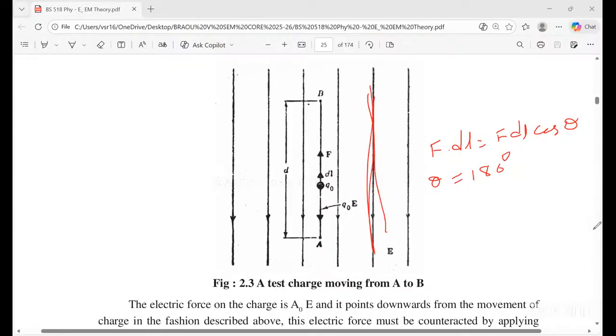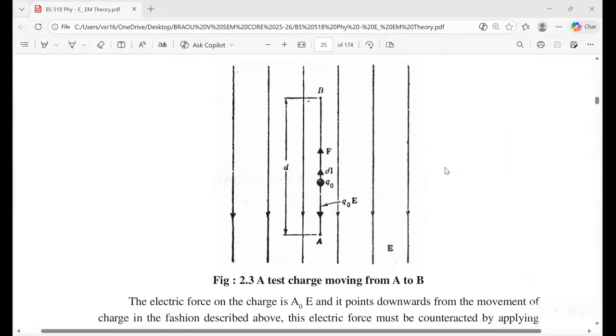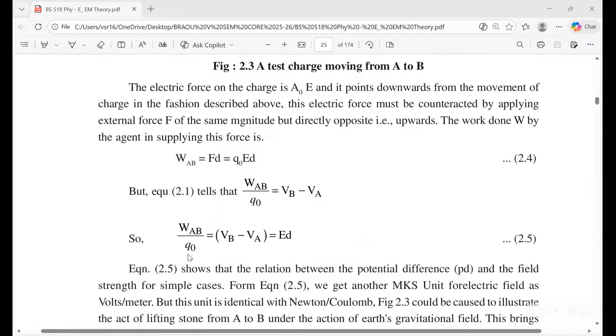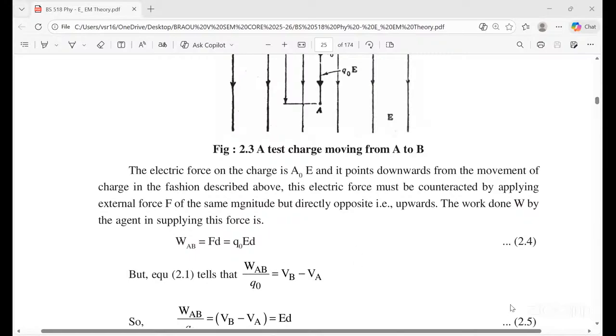So you can substitute F dl cos 180 degrees. That is F dl times minus 1, since cos 180 is minus 1. That is minus F dot dl. Is it okay? So by substituting here, the work done W by the external agent to supply this force is W equals F into d. F is nothing but Q naught E, you can easily substitute it: Q naught E into d.